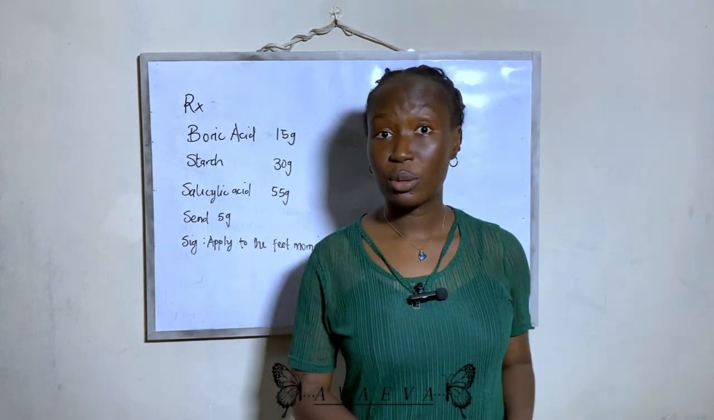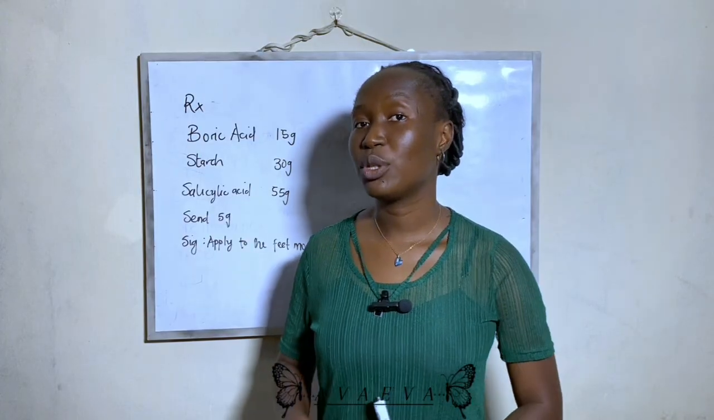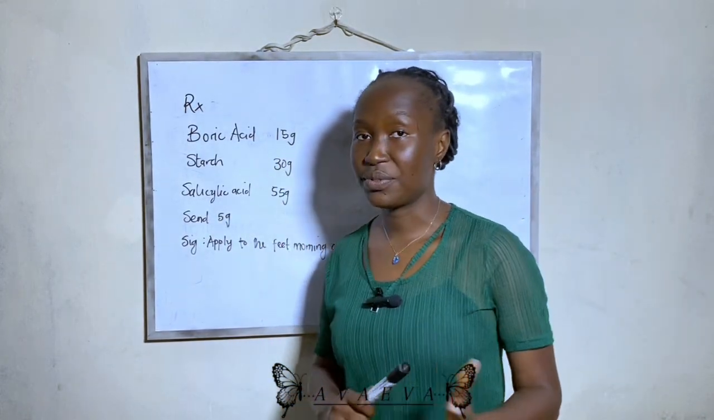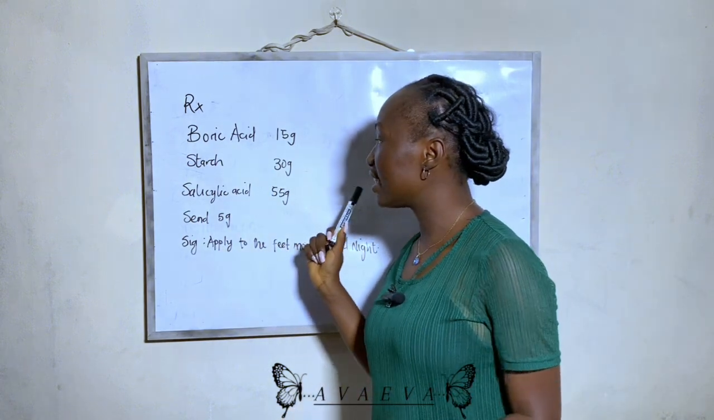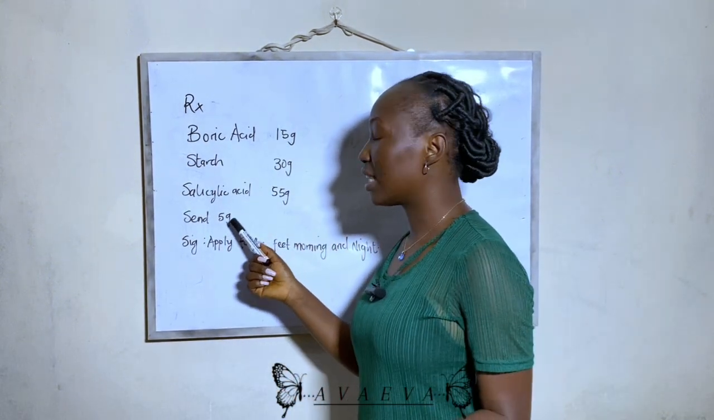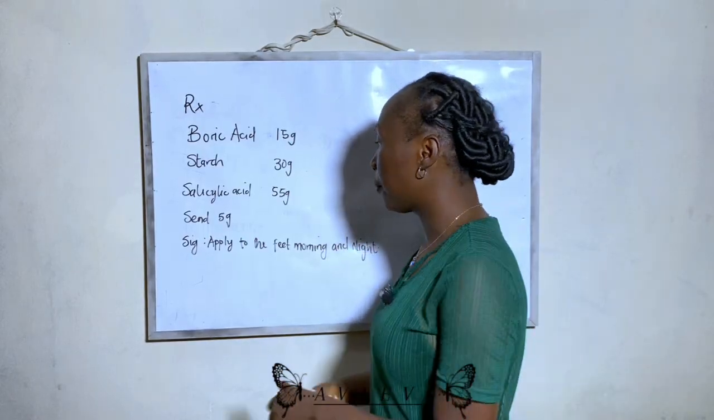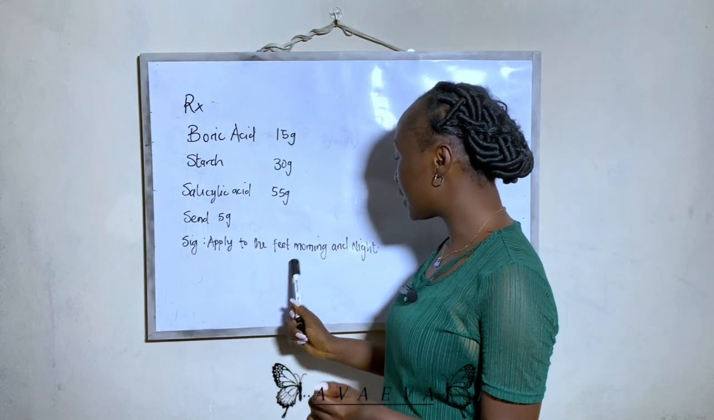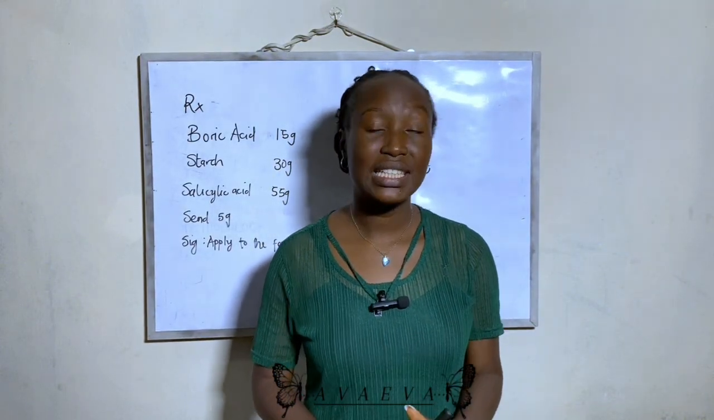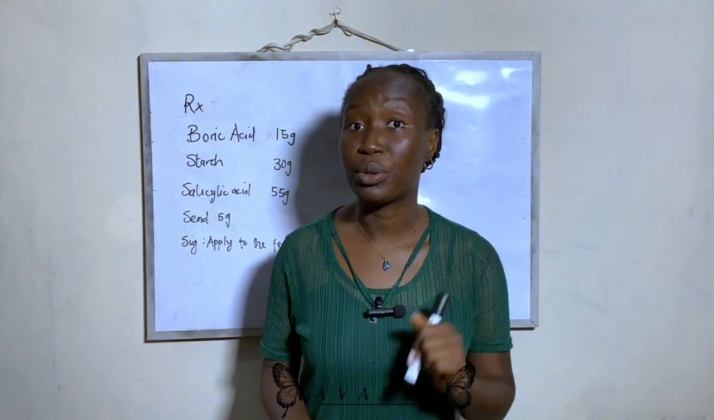This is a bulk powder. A bulk powder is made up of 2 or more ingredients. Now here we have boric acid 15 grams, we have starch 30 grams, salicylic acid 55 grams, and we're asked to send 5 grams of this powder. Sig: applied to feet morning and night. If this says anything, it definitely says that it is an external preparation.